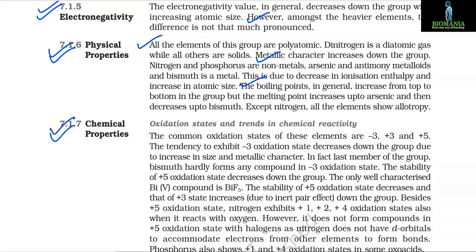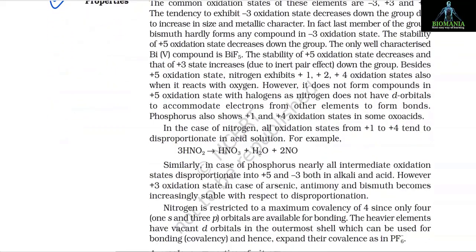7.1.7 Chemical Properties. Oxidation states and trends in chemical reactivity. The common oxidation states of these elements are -3, +3 and +5. The tendency to exhibit -3 oxidation state decreases down the group due to increase in size and metallic character. In fact, last member of the group, bismuth, hardly forms any compound in -3 oxidation state. The stability of +5 oxidation state decreases down the group. The only well-characterized bismuth compound is BiF5.